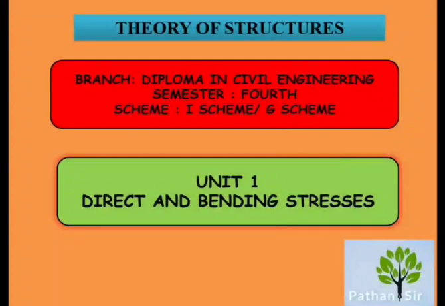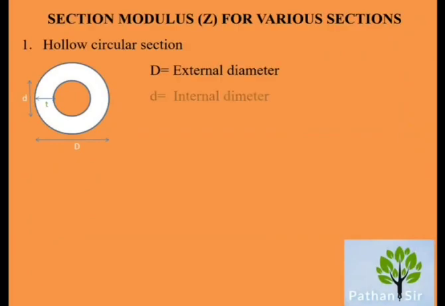So in the previous lecture we covered the numerical for rectangular section in which we found resultant stresses. So in this video we will calculate resultant stresses for hollow circular section. The major change in both the numericals is that whenever the section changes, the formulas for area and section modulus change. So the major change is the formula for the hollow circular section area and its section modulus.